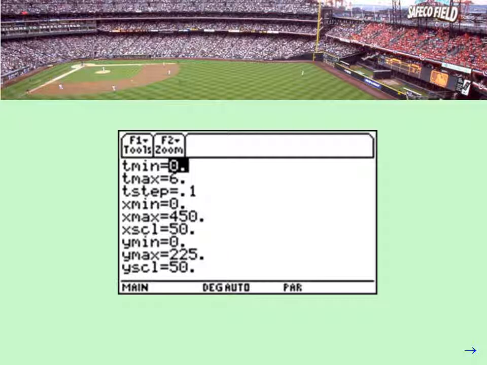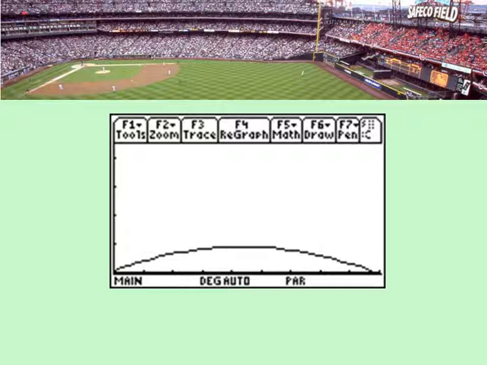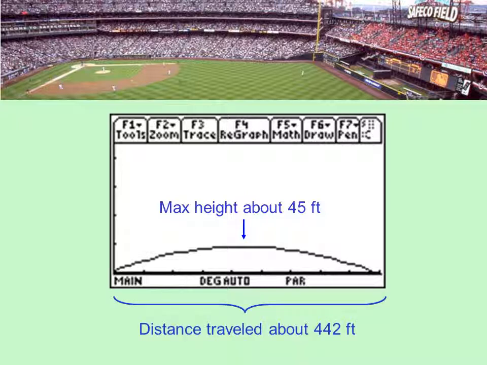And when this is set up, we take a look at our graph. Using the trace function, we can see that the maximum height is about 45 feet, and the distance traveled is about 442 feet, taking a time of about 3.3 seconds.